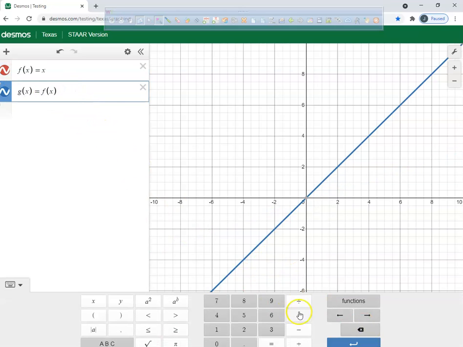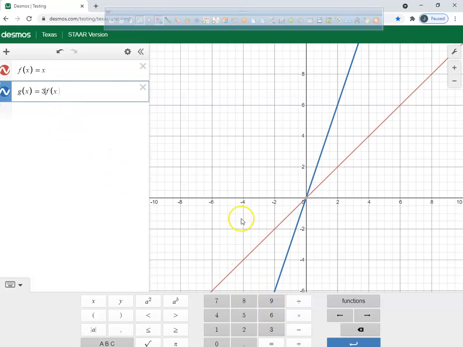If I put minus 4. If I put plus 2. What kind of lines are these? These are parallel lines. Okay? And what was the last answer choice? 3 times f of x? Look what 3 times f of x looks like.